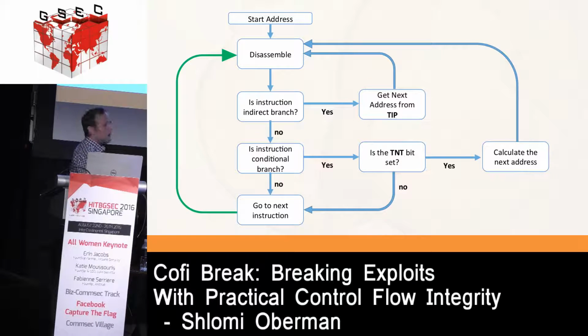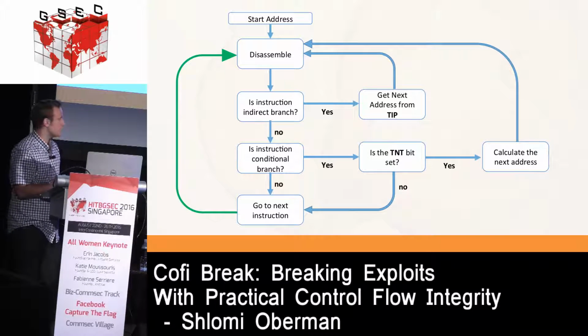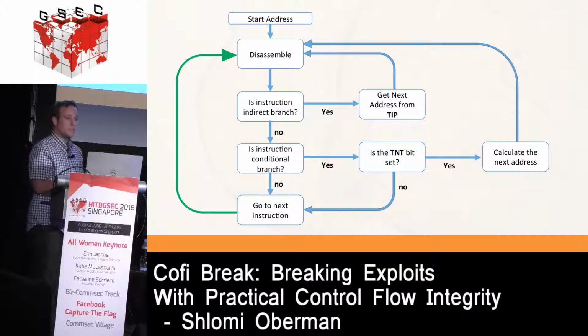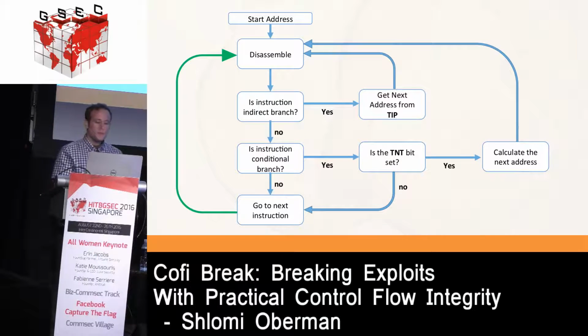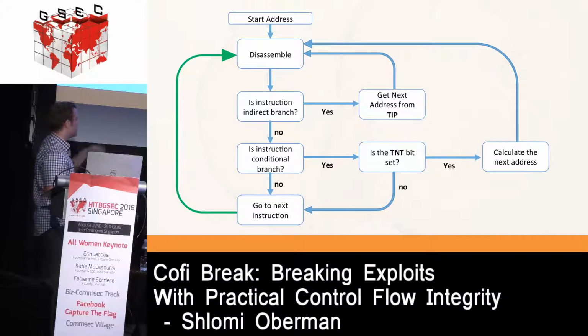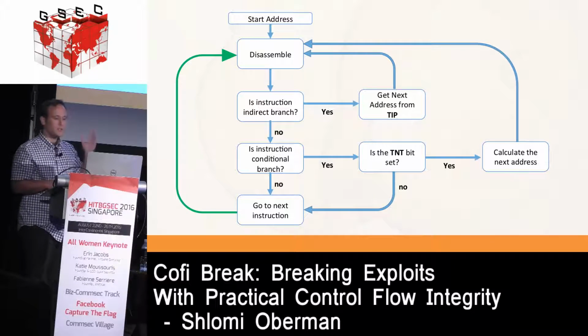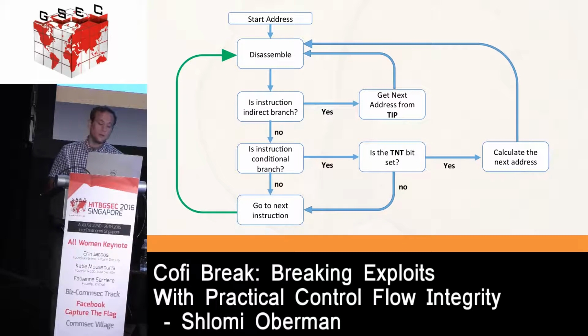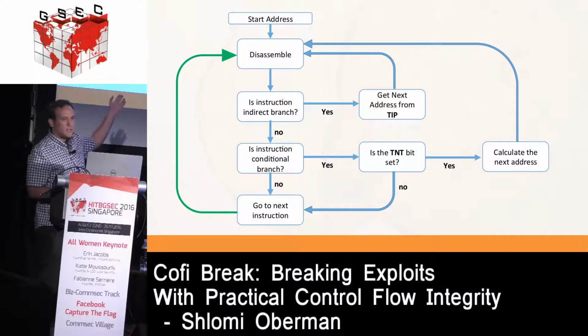How do we analyze the trace? We take a start address. The Intel PT trace gives us a start address, and we start by disassembling. We disassemble an instruction, and we check if the instruction is an indirect branch. An indirect branch or a far branch, any branch for which we do not know the next address. An interrupt would also fall into this category. Returns would also fall into this category. So if this instruction is an indirect branch, we look at the next TIP, and we go back and disassemble.